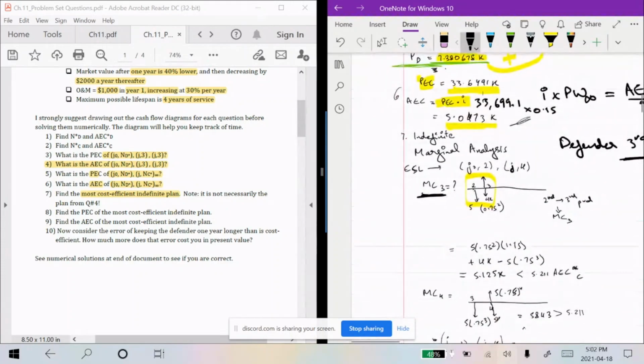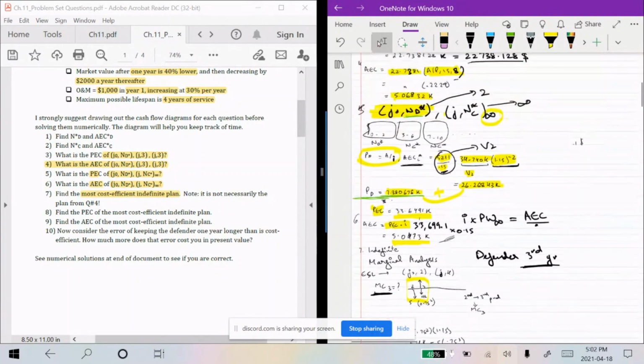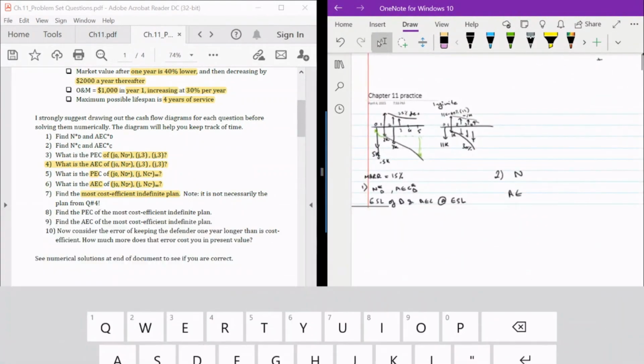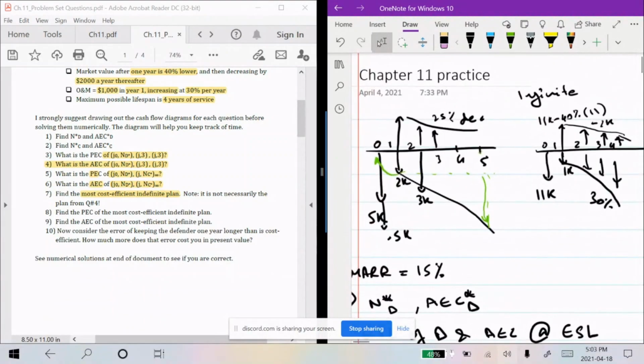So in the second period, if I go back to the original cash flow diagram, right here, for the Defender, you can see that in this second period, we're finding this out. Oh, crap. One second. It was something like this.